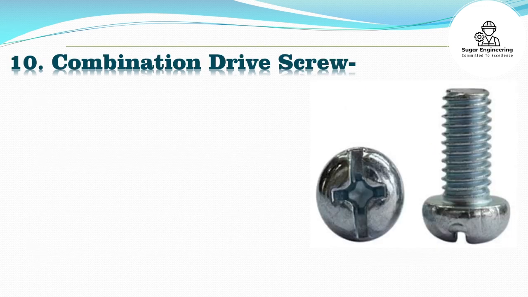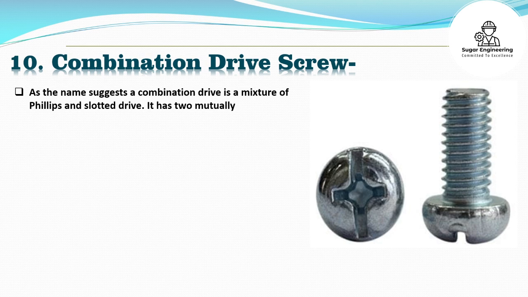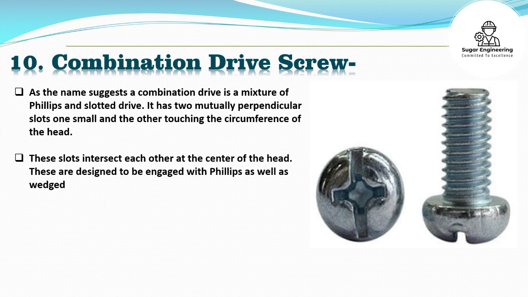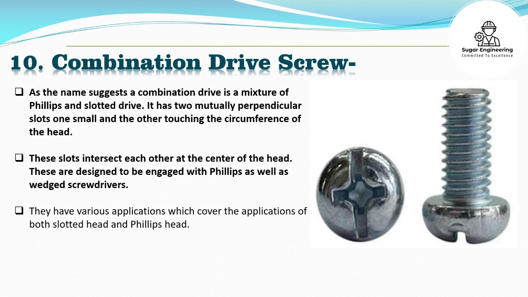10. Combination drive screw. Phillips and slotted drive. It has two mutually perpendicular slots, one small and the other touching the circumference of the head. These slots intersect each other at the center of the head. These are designed to be engaged with Phillips as well as wedge screwdrivers. They have various applications which cover the applications of both slotted head and Phillips head.